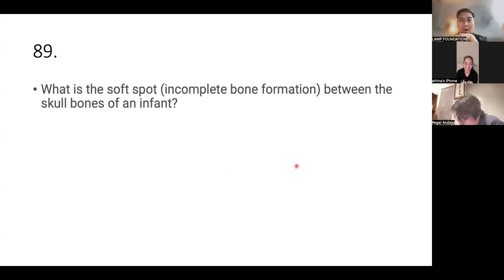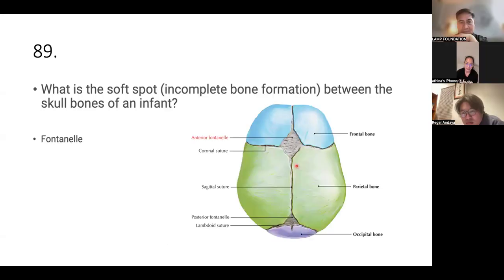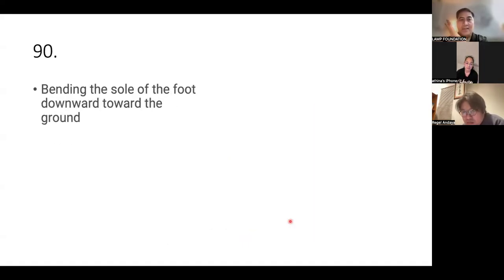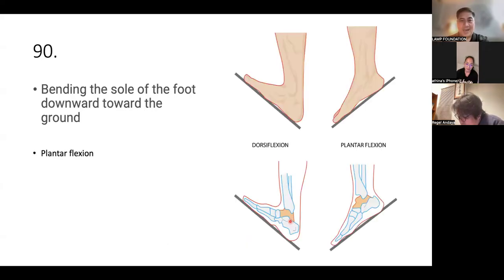What is the soft spot between the skull bones of an infant? It's called the fontanelle. Okay. So this is the anterior. Then we have the posterior fontanelle. Next. Okay, bending the sole of the foot downward toward the ground. It's called plantar flexion. Yes. This is plantar. This is dorsiflexion. Okay.